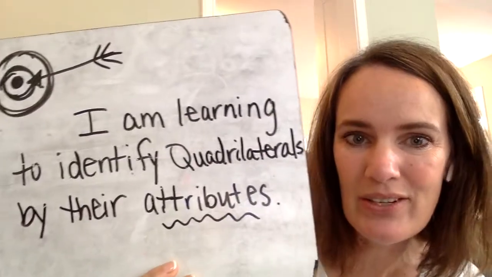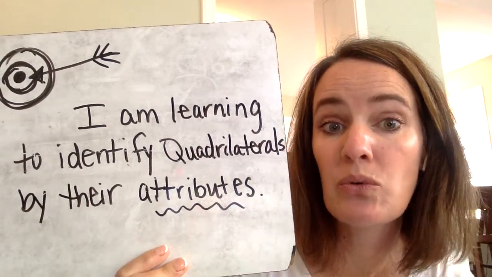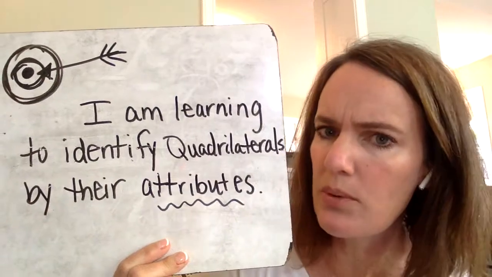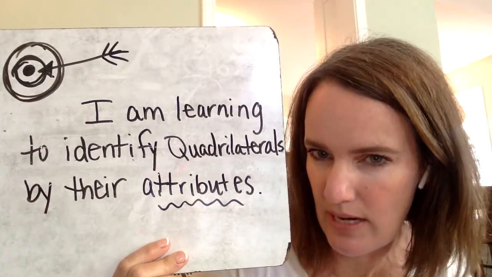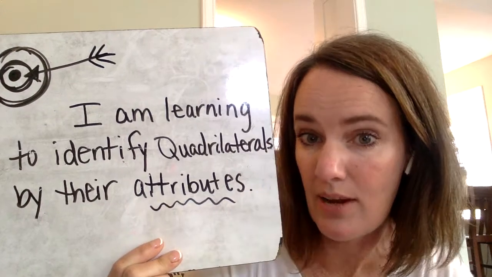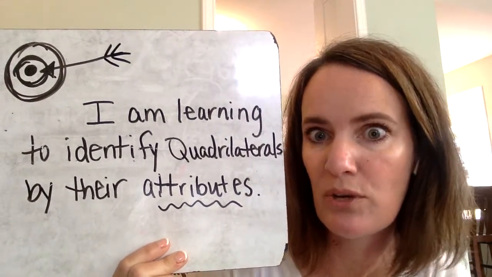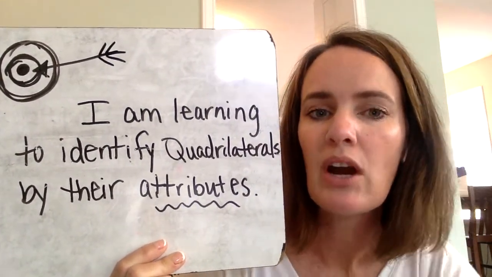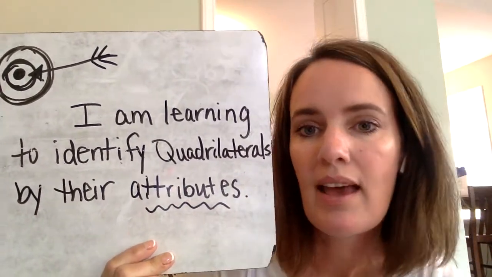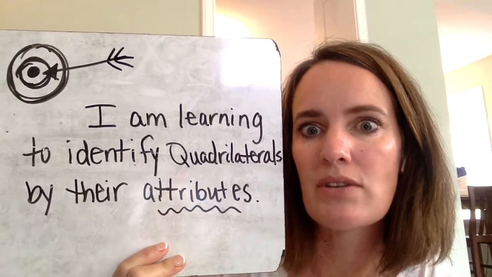Today, we are learning to identify quadrilaterals by their attributes. You know what a quadrilateral is, right? Remember quad, four, a shape with four sides. Are you wondering what an attribute is? An attribute is kind of like a characteristic.